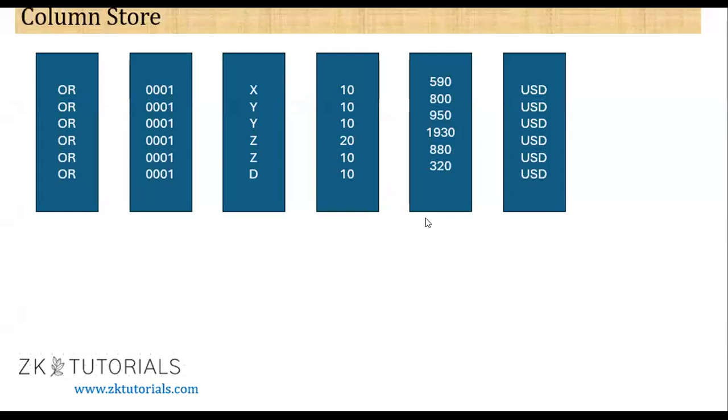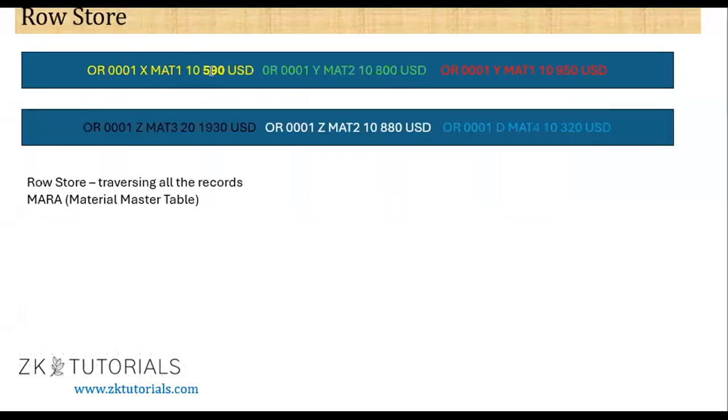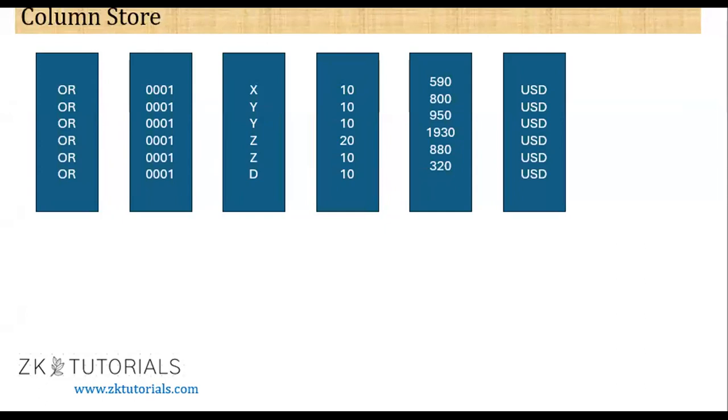So this is our column store. It came up with this approach because for fetching a single field only, the system has to traverse all the records. So the DB came up with a new approach, which is column store. What is column store? Column store splits the data. Just imagine every column as a teeny table.